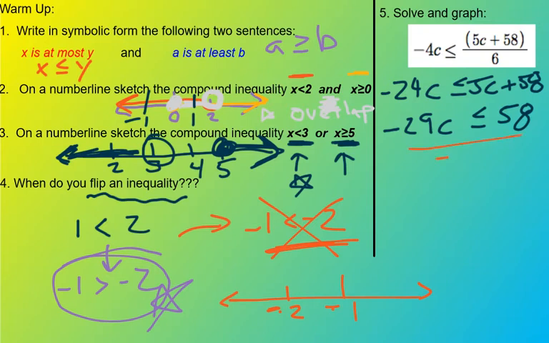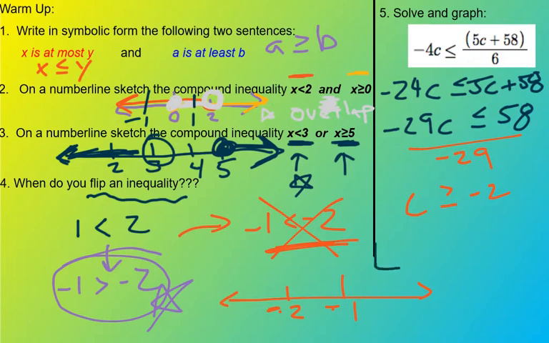If I divide by negative 29, c is now not going to be less than or equal to anymore. It's going to be greater than or equal to negative 2. And so that would be the answer. I flipped the inequality and all that.